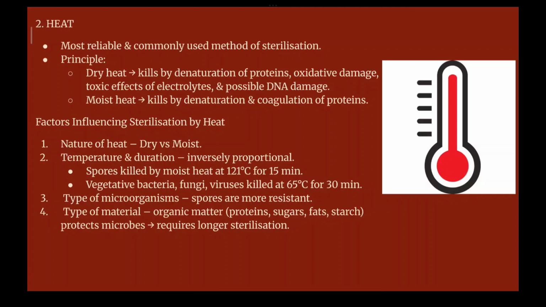Now, moist heat is another method of sterilization under heat. Here it kills by denaturation and coagulation of protein. So due to the excess temperature, the protein structure is broken down, and the coagulation of the protein, that is the lump formation of protein inside the microorganisms, can kill the microorganisms.